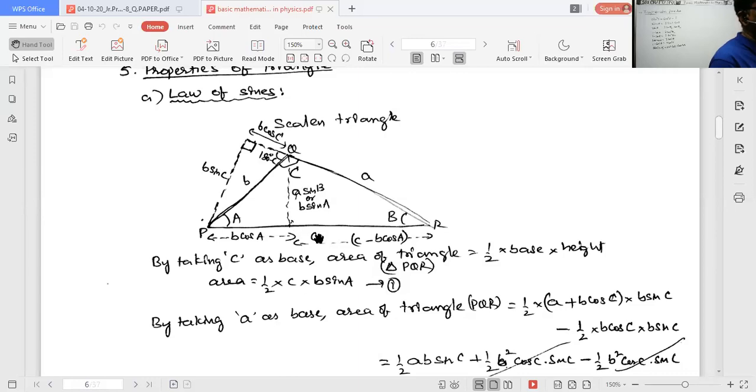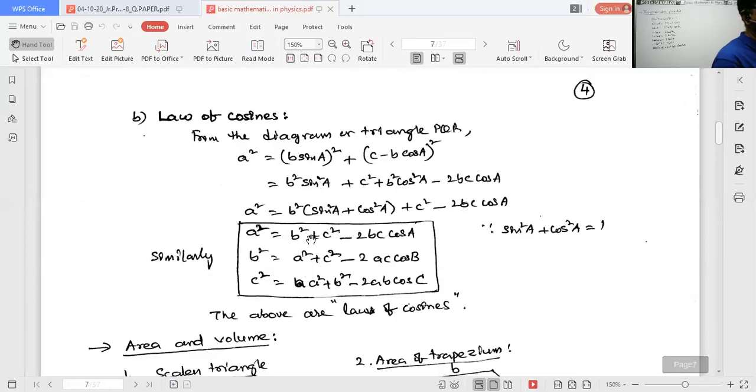Similarly, c square is equal to a square plus b square minus 2ab cos c. So similarly c square is equal to a square plus b square minus 2ab into cos c. So these are the law of cosines.